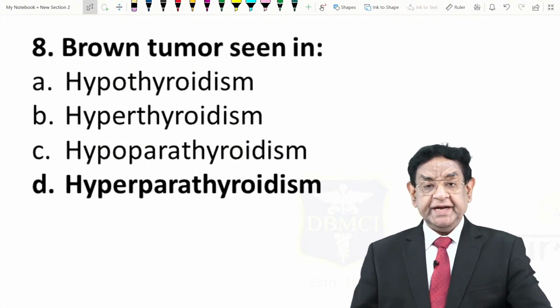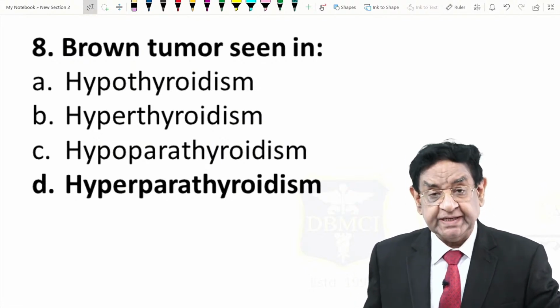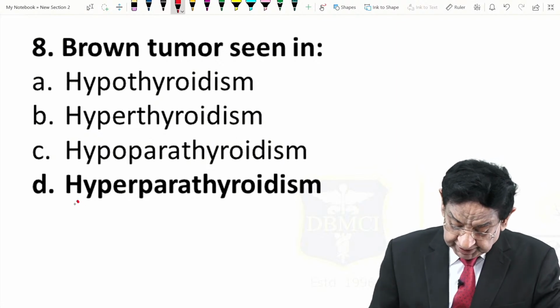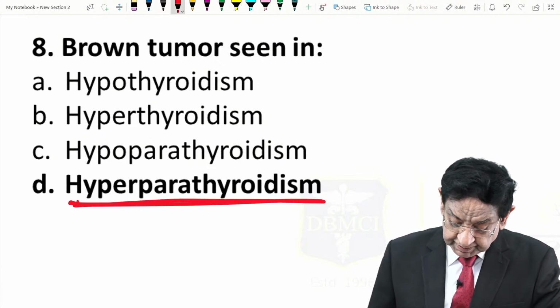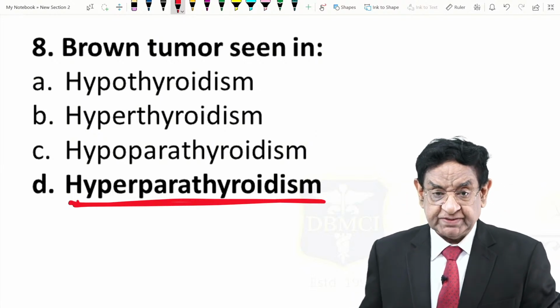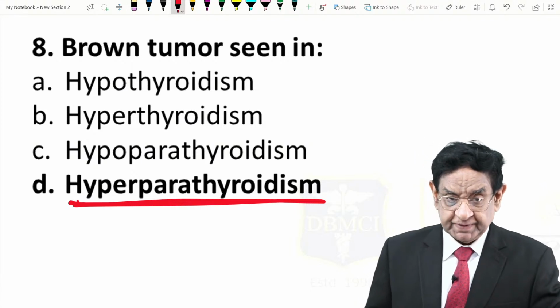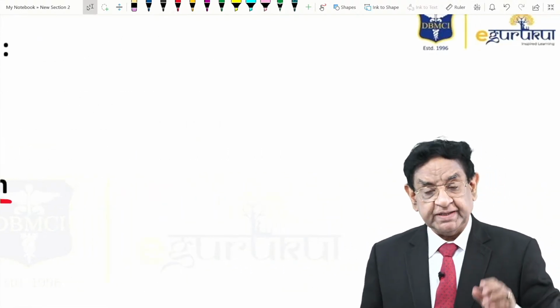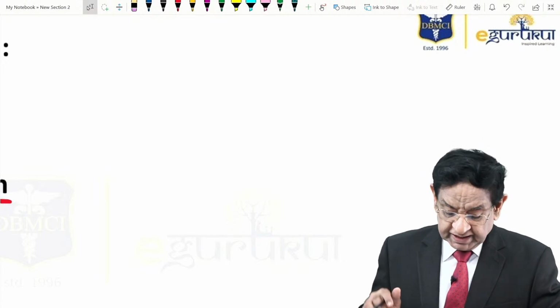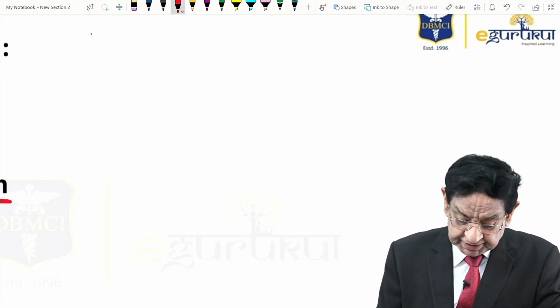Next, question number 8: brown tumor is seen in hyperparathyroid. That we will never understand unless we know the basic concept. Well, rather before I go to this question, which is a question of radiology, I'd first like to talk about histology.